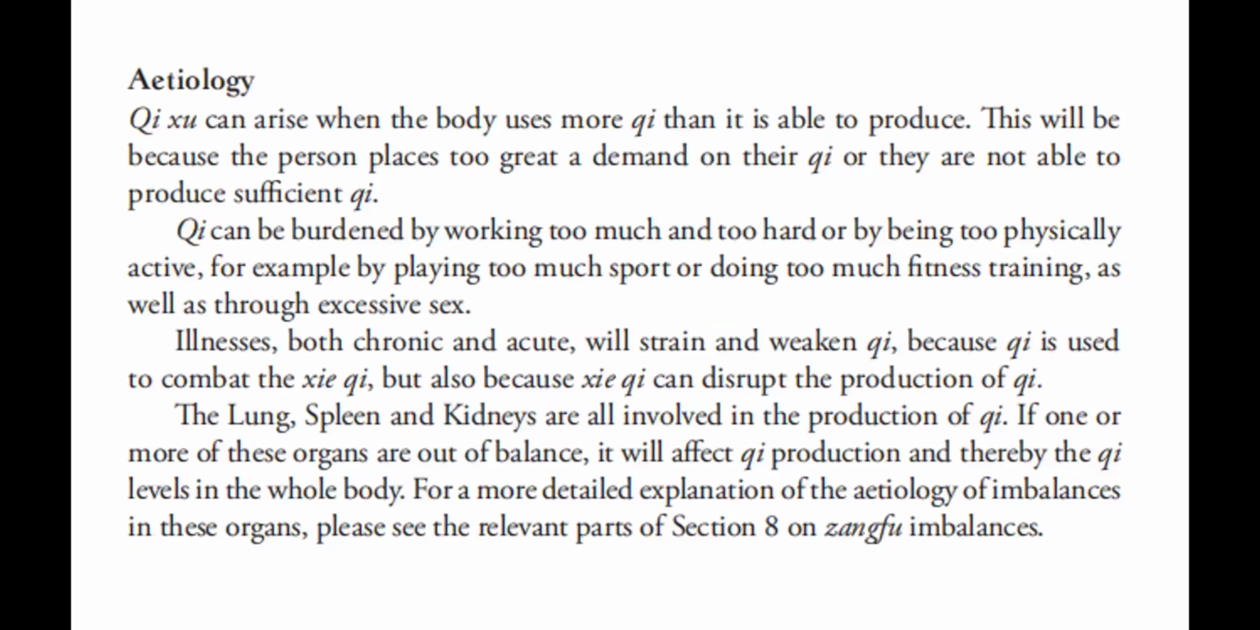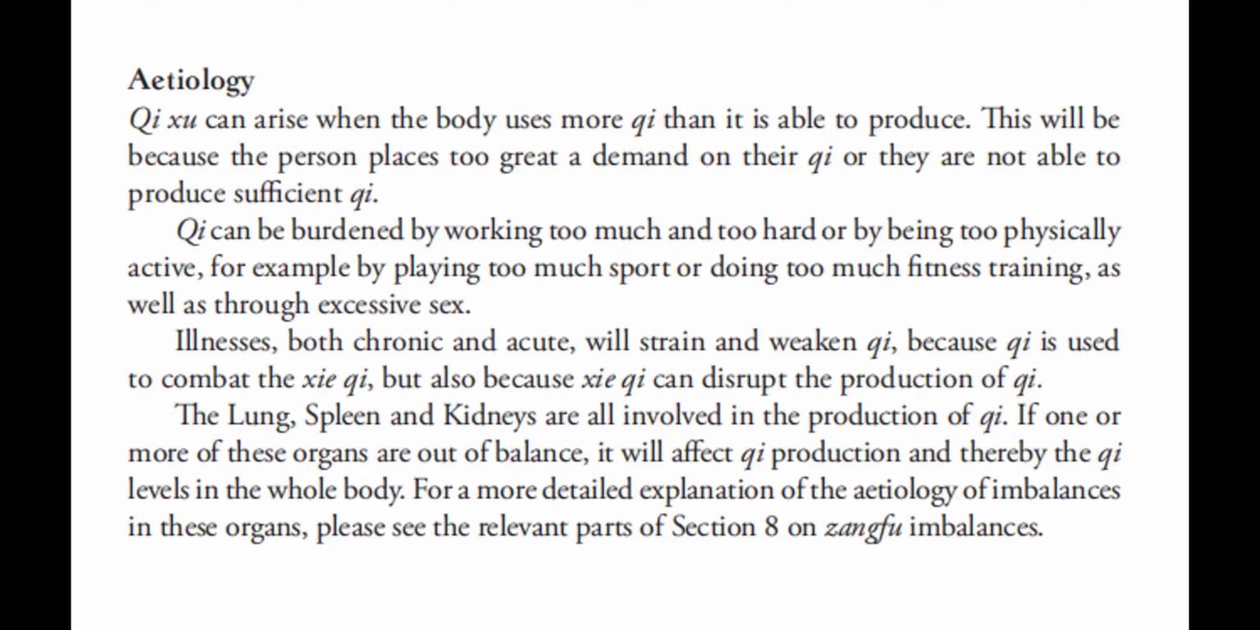Etiology. Qi shu can arise when the body uses more qi than it is able to produce. This will be because the person places too great a demand on their qi, or they are not able to produce sufficient qi. Qi can be burdened by working too much and too hard, or by being too physically active. For example, by playing too much sport or doing too much fitness training, as well as through excessive sex.